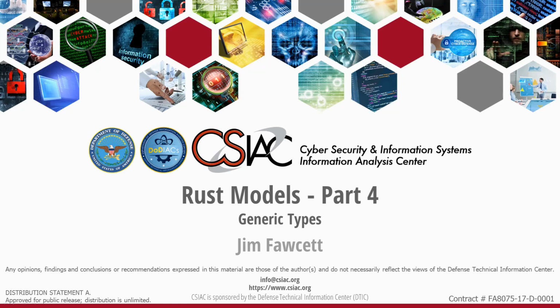In the fourth episode of this series, Dr. Fawcett will discuss the Rust generic types, a language facility for defining types that depend on a parameter specified at compile time. Rust generics are similar to generic types used in Java and C#, but unlike C++ templates, which support specialization.